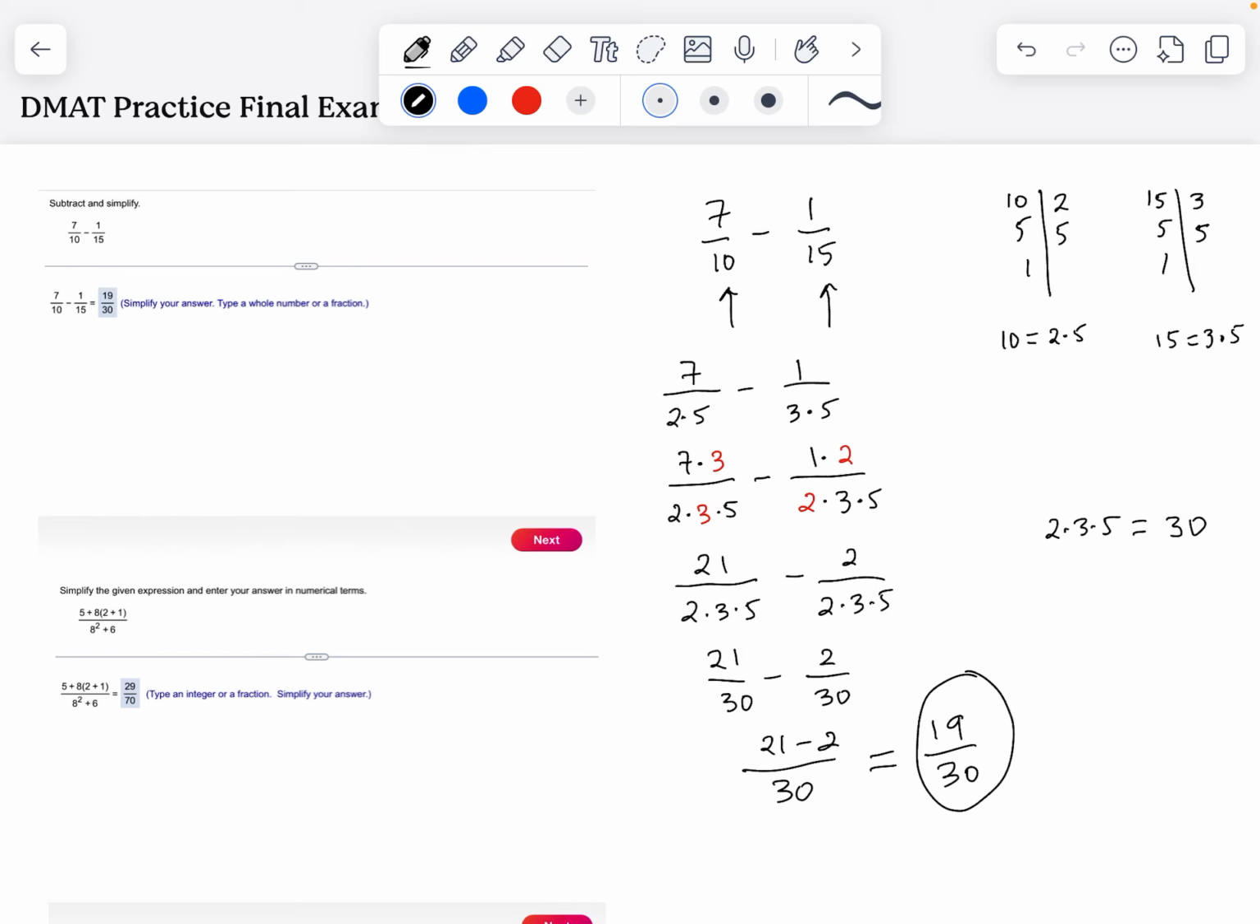Remember, the goal of this question is for you to be able to do the operations of fractions. In order to do that, you want to put all the fractions into one fraction and then simplify if possible. So from here, I look at the denominators of the two fractions and try to set them to the same denominator. Alright, let's look at the next question.